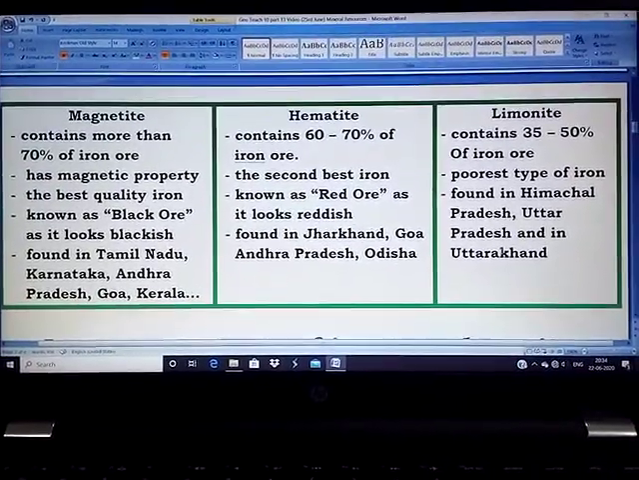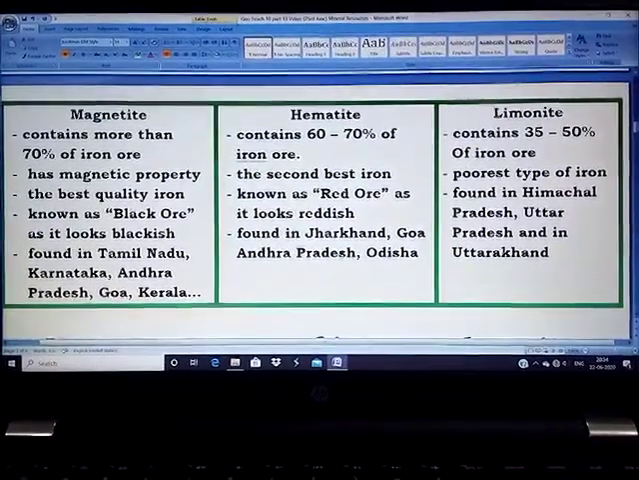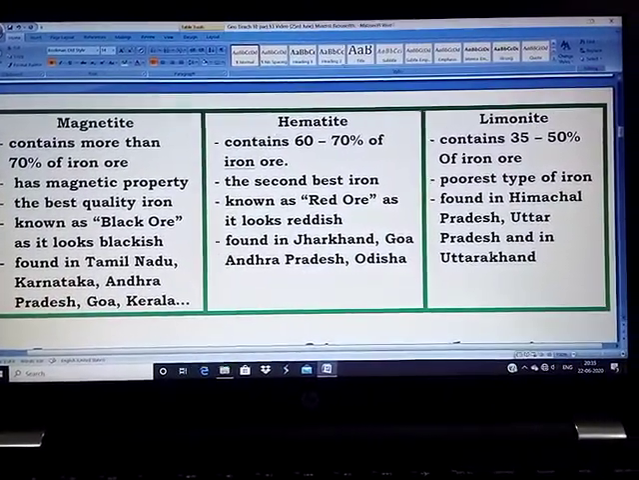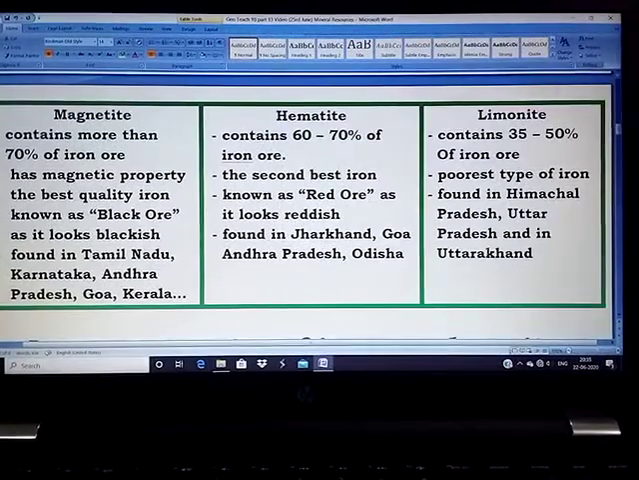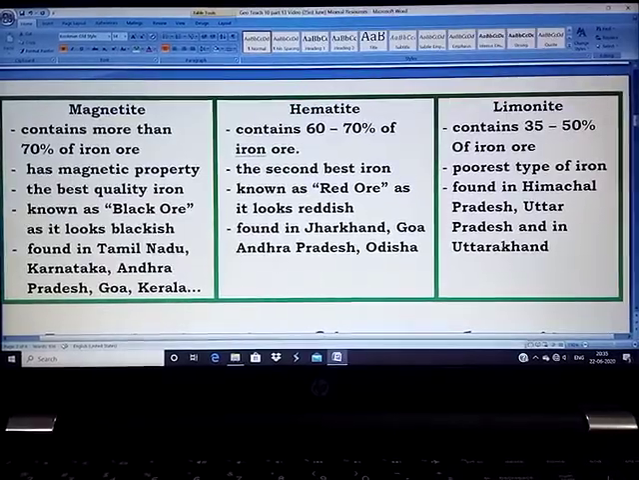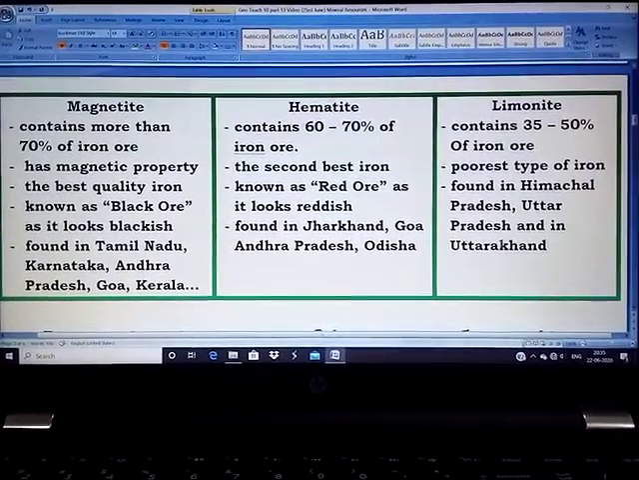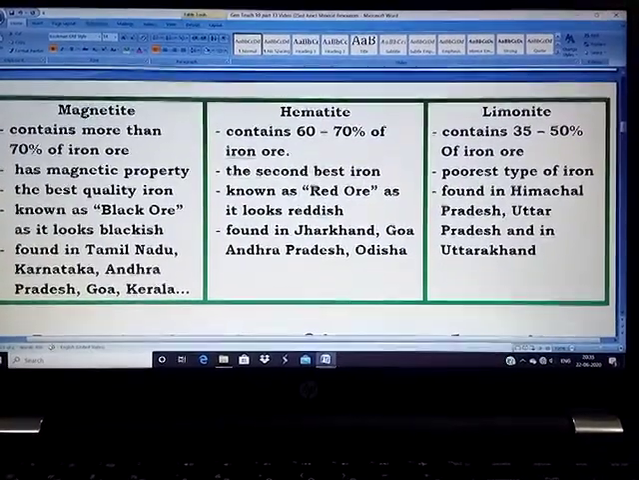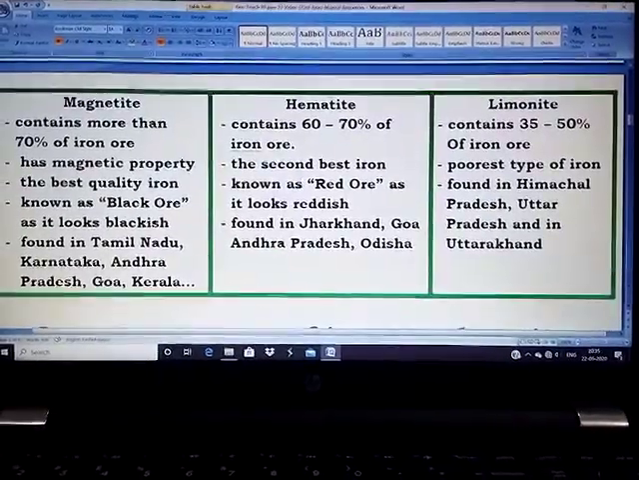Iron ore has three kinds according to the quality, called carbon content: magnetite, hematite, or limonite. Magnetite contains more than 70% of iron ore. It has the magnetic property, that's why it is called magnetite. This is the best quality of iron. It is also known as the black ore because it looks blackish in color.